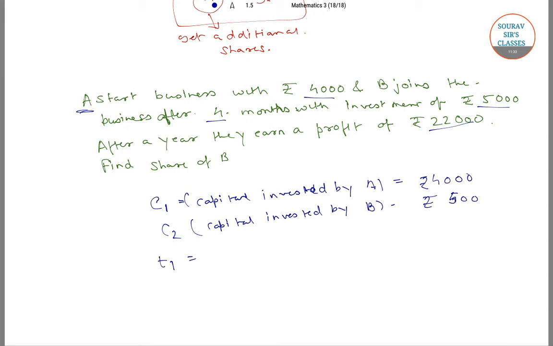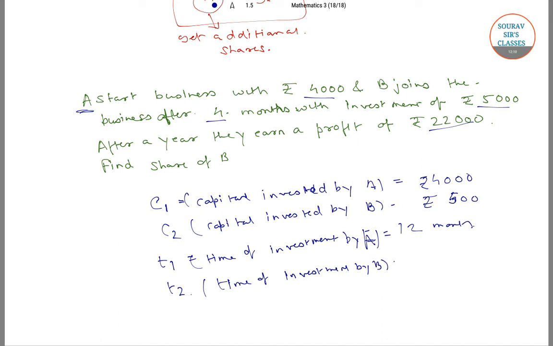And T1, that is the time for which A has invested its money, the time of investment by A, is 12 months, and T2 is the time of investment by B. Now since B has joined the business 4 months after, its time would be 12 minus 4, which is equal to 8.